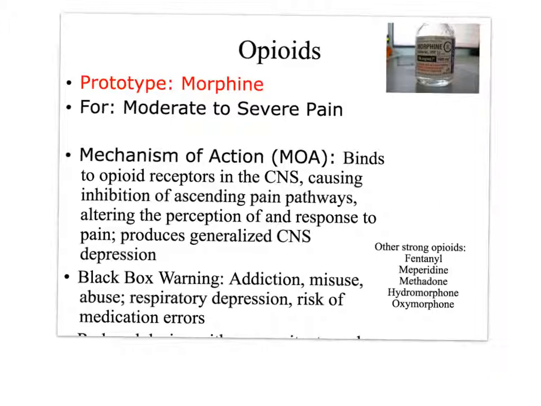Okay, so opioids, back to them. They bind to those opioid receptors. These cause sedation of the central nervous system. That's great, right?